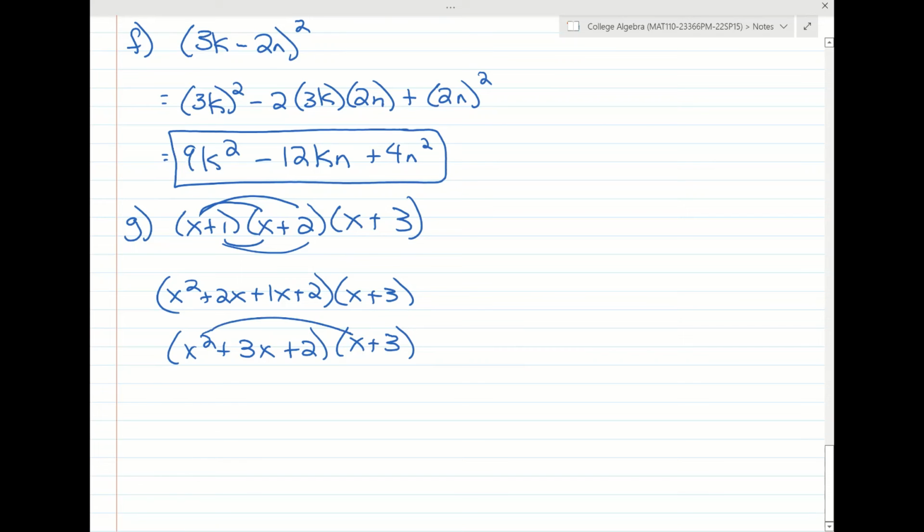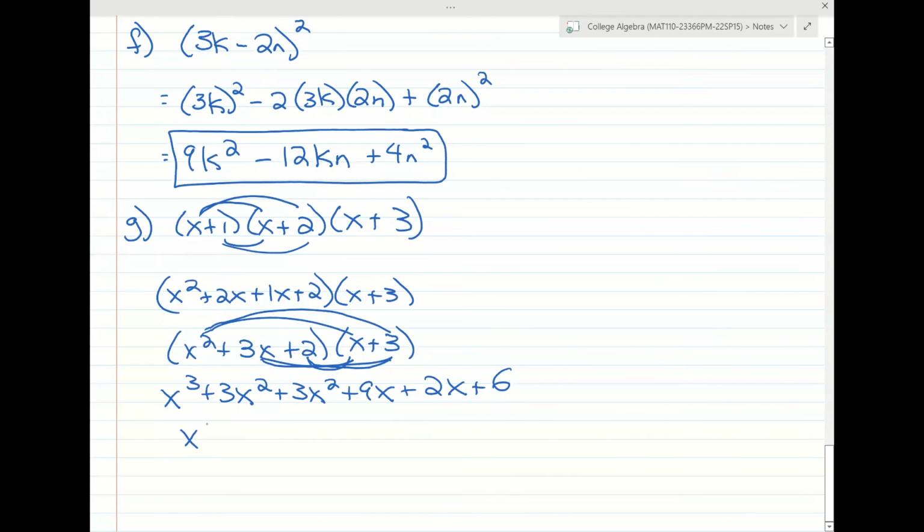So x squared times x now is x to the third. X squared times 3 is 3x squared. 3x times x is 3x squared. 3x times 3 is 9x, plus 2x plus 6. So you just have to be careful and you have to be organized. Combining our like terms gives us x to the third plus 6x squared plus 11x plus 6.